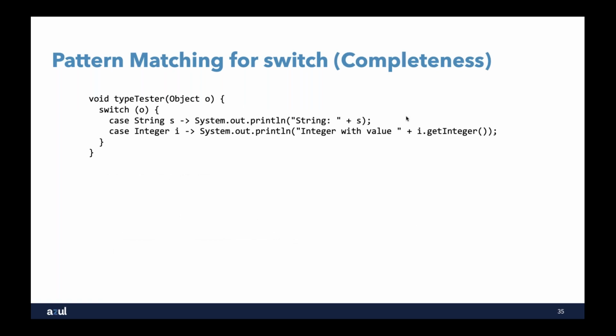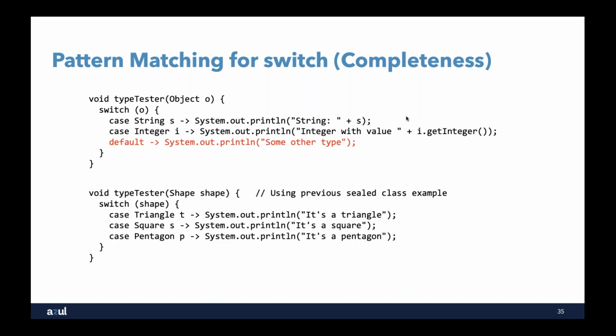One of the things we do need to be aware of is that in terms of pattern matching for switch, we have to have completeness. What does that mean? Well, if I take this example here, where I've got my switch on O, and I say I've got a case for string S and a case for integer I. That's fine, except what if it's not a string or an integer? In that case, we don't know what to do, and the compiler will reject that because it's not a complete test against all the possible types. To solve that, we have to have a default case. So we say default, okay, do something else. That way we've covered all possible types that O could be.